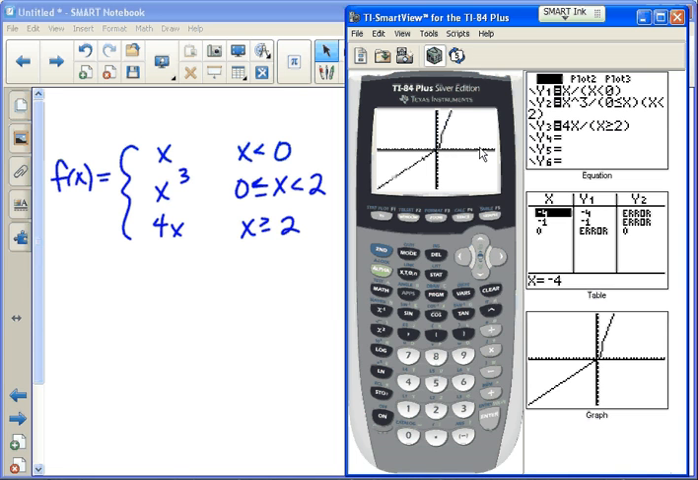So that's how to do them in your calculator. Just make sure you use this pattern. Particularly pay attention when you've got ones like these where it's really two statements, 0 less than or equal to x and x less than 2. You have to separate them by parentheses and you have to put x both times.